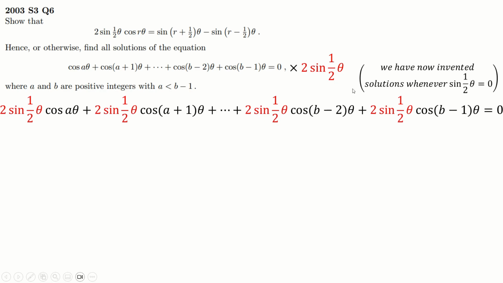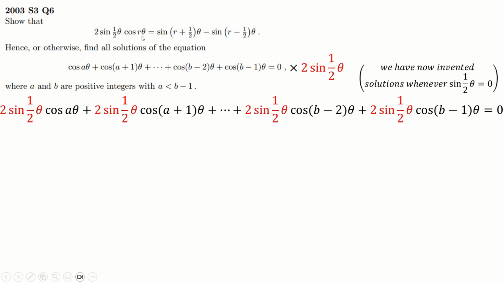Now, I should mention at this point, because we've multiplied by this, this is now going to be true whenever 2 sine of a half theta equals 0, which it wasn't before necessarily. So we're going to have to deal with that at the end. But I'll just put a reminder there to remind me to actually deal with it. But for now, let's plow on.